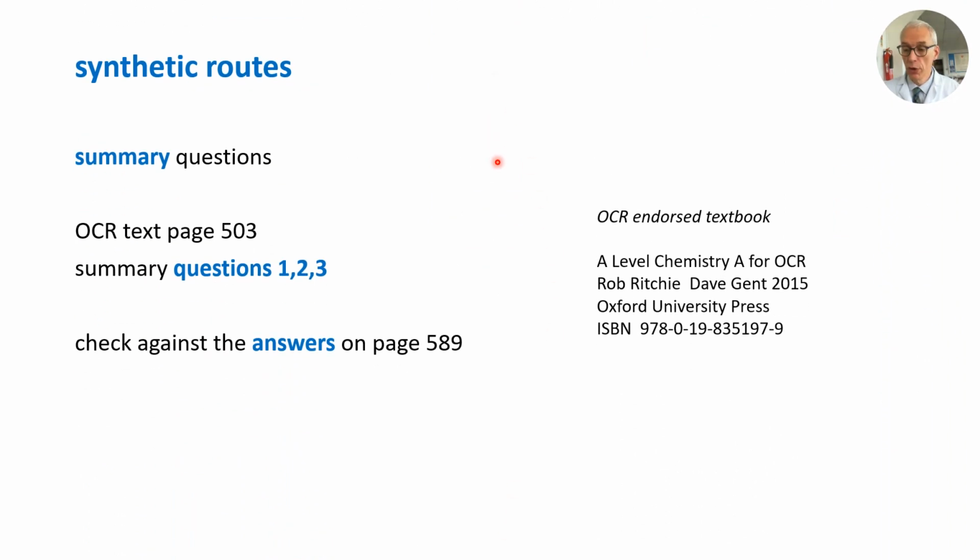So before moving on to the summary questions, in this particular case, I recommend going through this lesson once again so that you become fully fluent in identifying the reactants and conditions needed for each of the conversions involved. When you are fully fluent, you are then in a position to solve problems, and I recommend that you then move on to the summary questions, page 503, if you have the OCR endorsed textbook to hand.